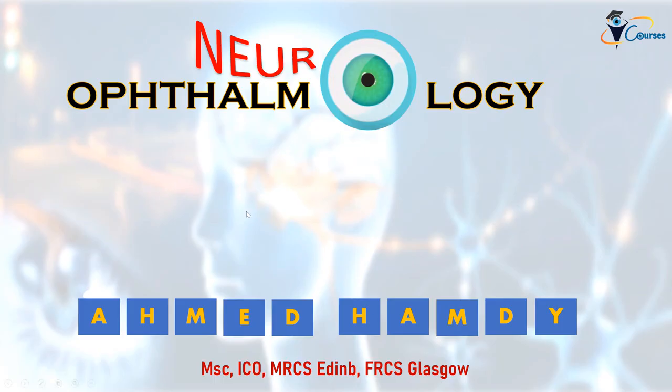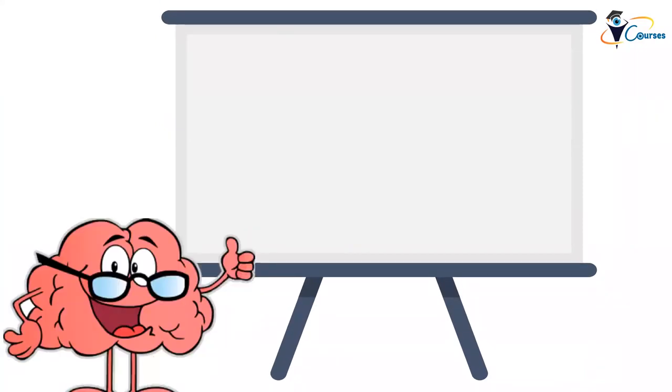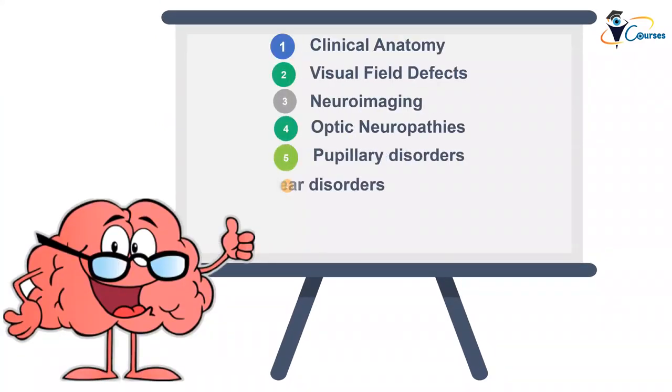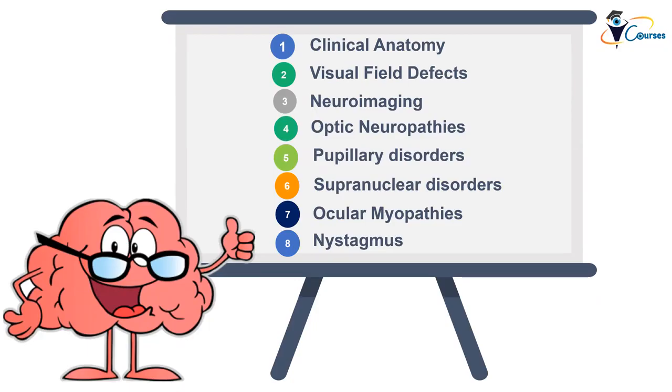We are going to cover through the next two lectures the clinical anatomy of the visual pathway, followed by visual field defects and neuroimaging, some important concepts about neuroimaging such as CT and MRI. Then the main part of the lecture will be about the optic neuropathies. Then we will go through the pupillary disorders, to review the different causes of small pupil or larger pupil. Finally, we will come to another important part, which is the supranuclear disorders, ocular myopathies, and nystagmus.